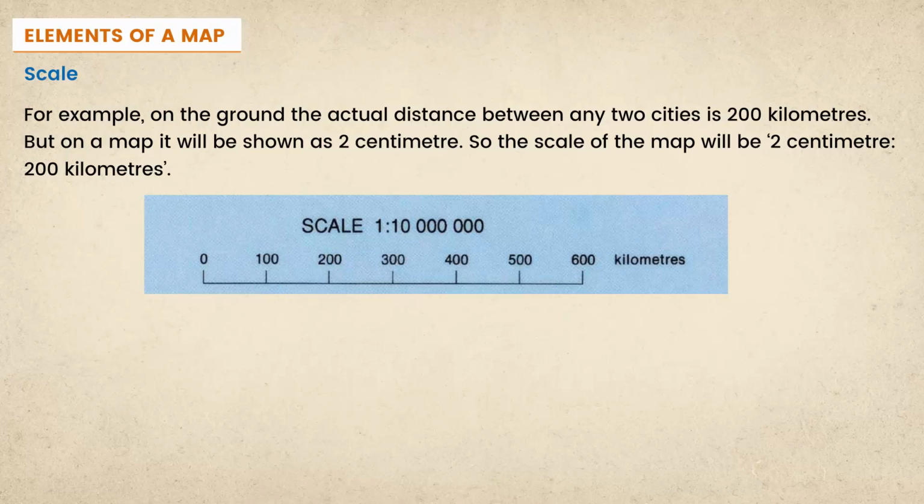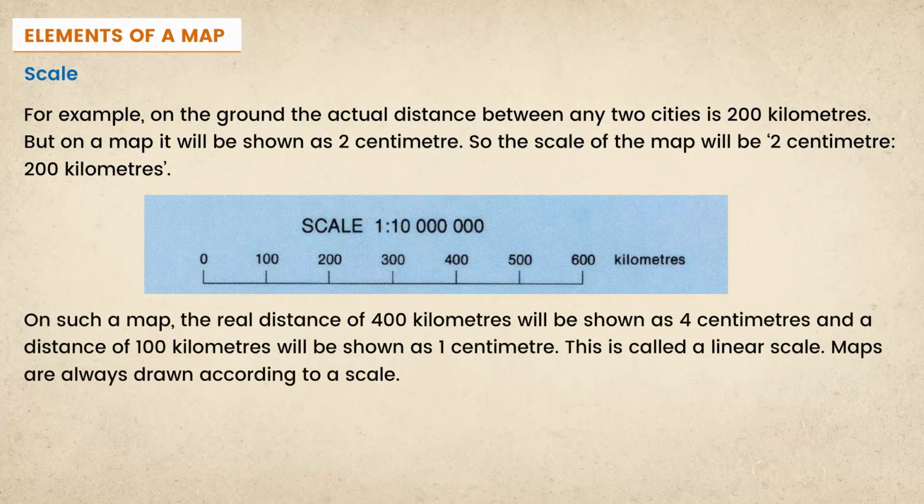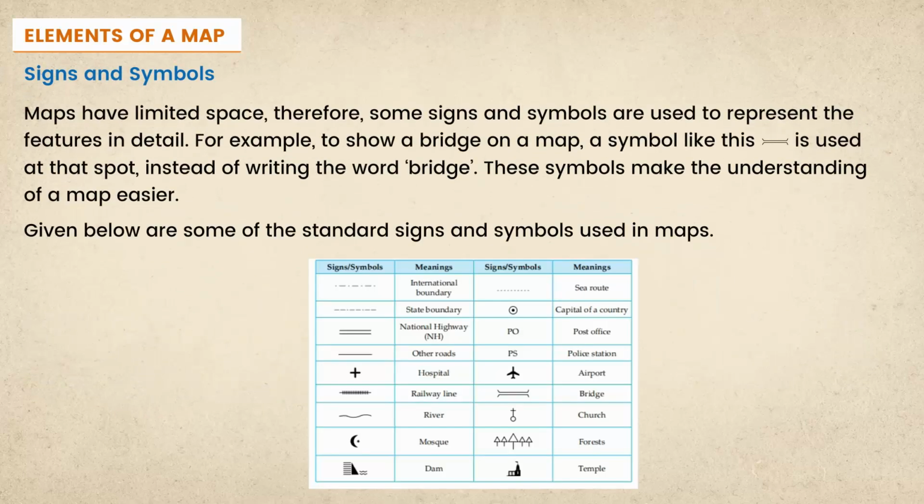But on a map it will be shown as 2 centimeters. So the scale of the map will be 2 centimeters to 200 kilometers. On such a map, the real distance of 400 kilometers will be shown as 4 centimeters and a distance of 100 kilometers will be shown as 1 centimeter. This is called a linear scale. Maps are always drawn according to a scale. Signs and symbols. Maps have limited space, therefore, some signs and symbols are used to represent the features in detail.